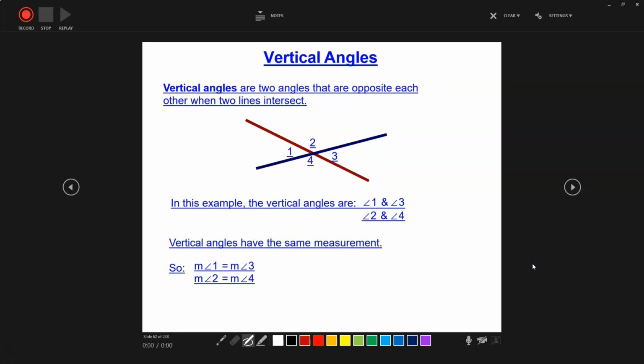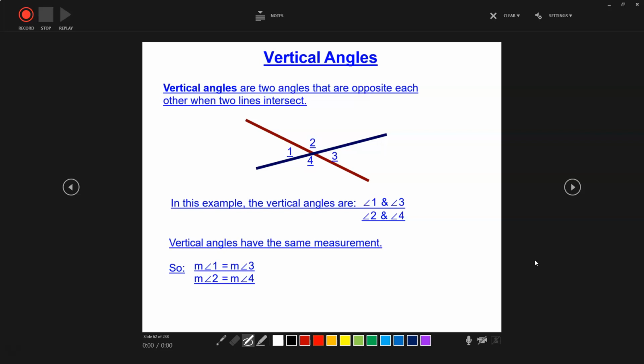The last type of angle that we're going to look at is vertical angles. Remember, we're talking about pairs of angles, so that means two angles. Adjacent, congruent, complementary, supplementary, and here is vertical. So what is a vertical angle? Those are two angles that are opposite of each other when two lines intersect.